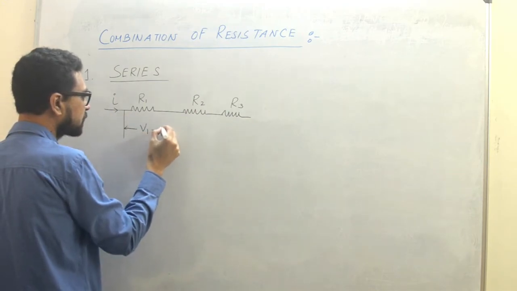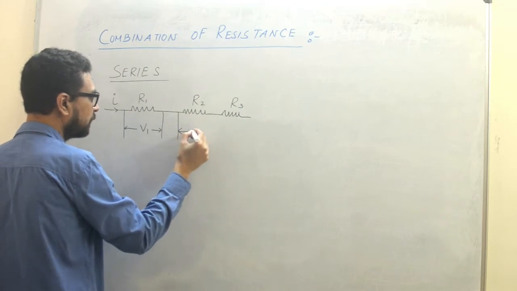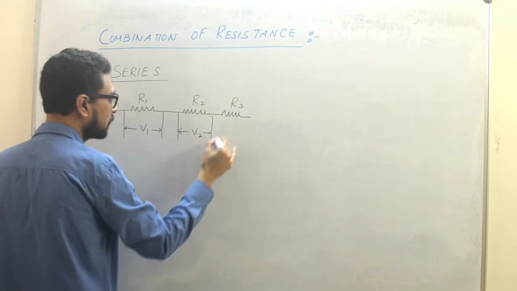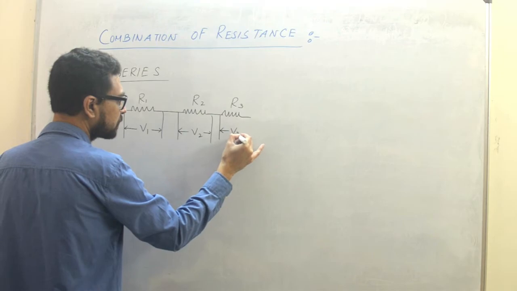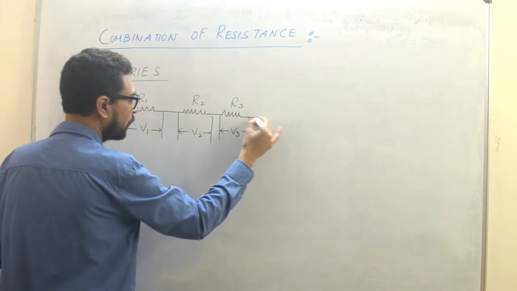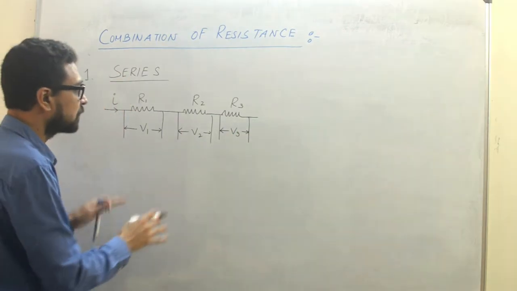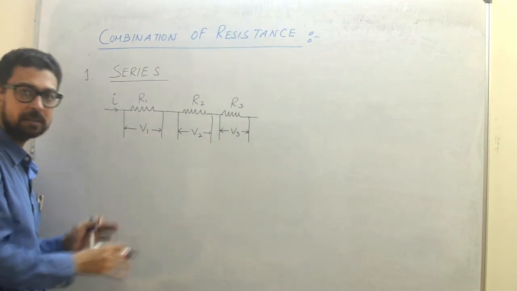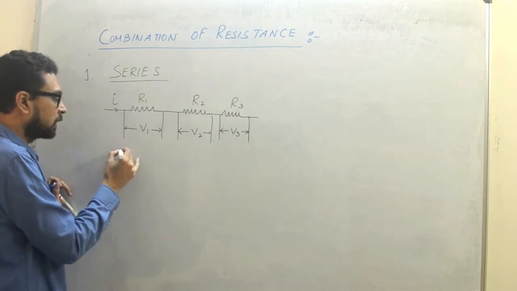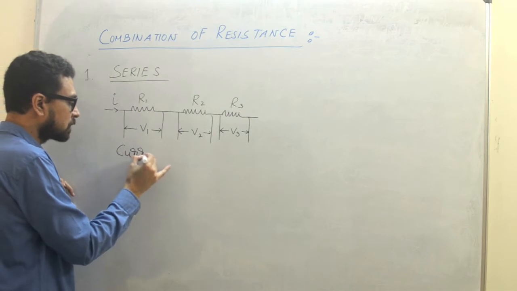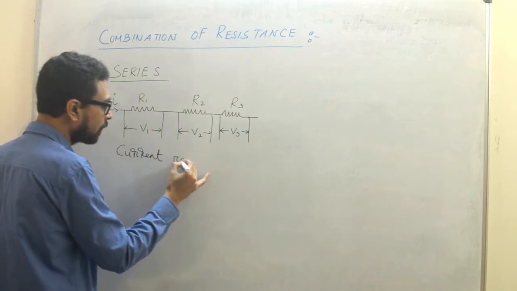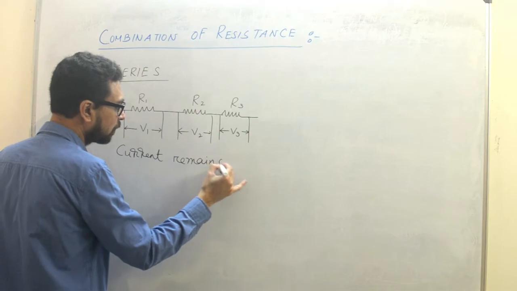Individual resistances will develop individual potential drops, because for each of these three different resistances we have different potential drops occurring. But remember one thing, the current remains constant here. Current remains constant.